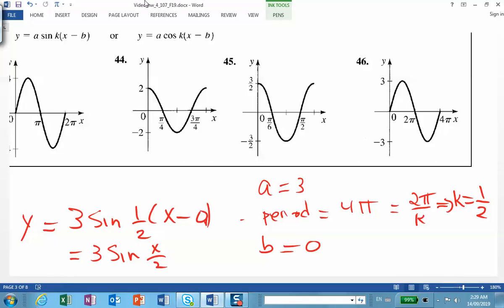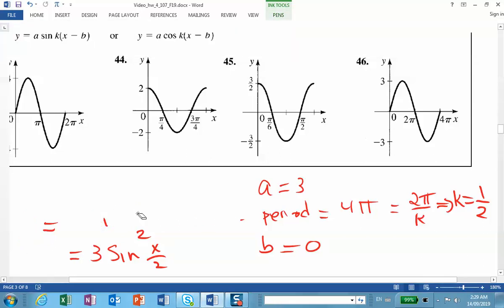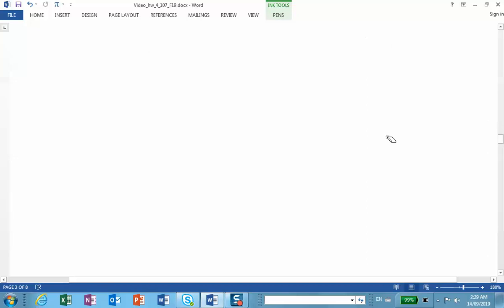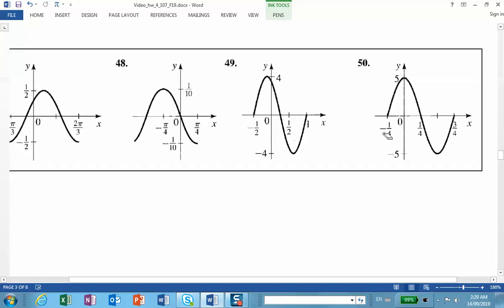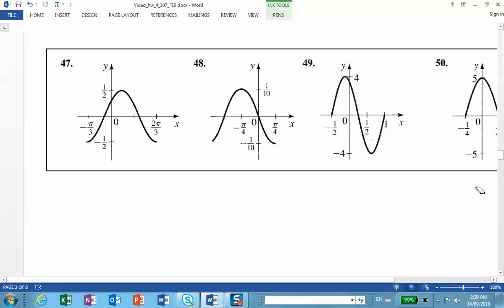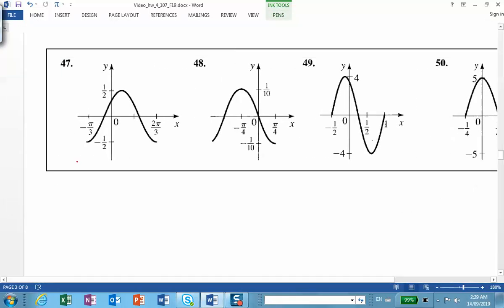Okay, that takes care of these 4 problems. Let's move on to the next 2. I think the next 2 will involve a shift. See? Yes. Okay, so we're going to worry about 47. The amplitude is obviously 1/2.